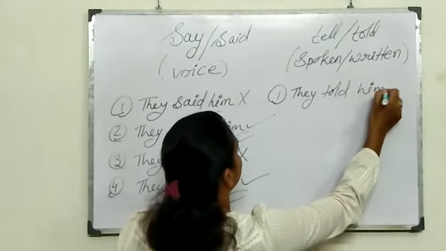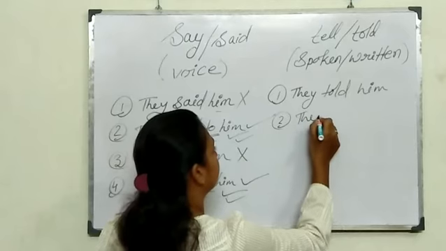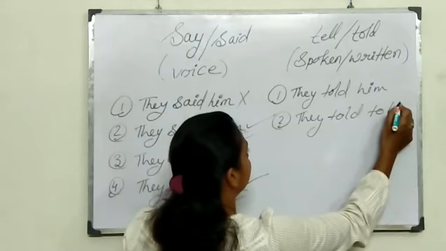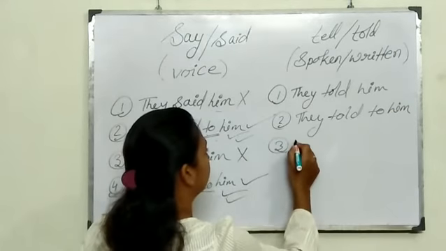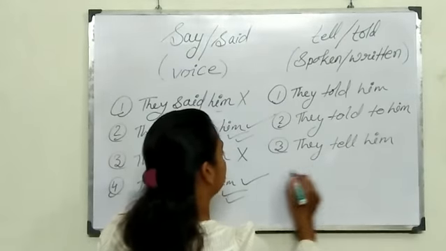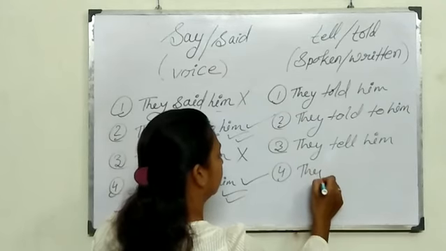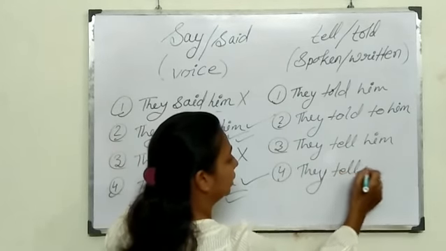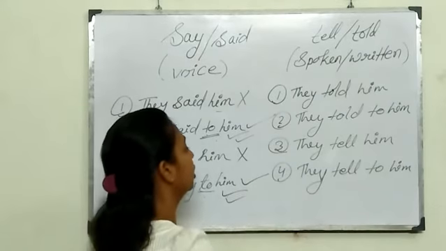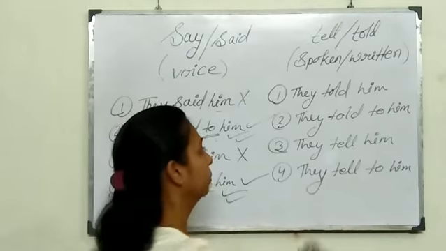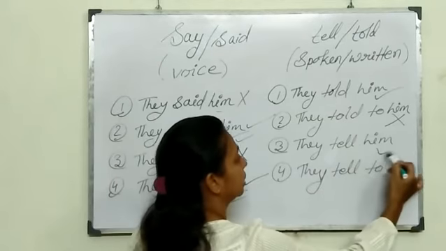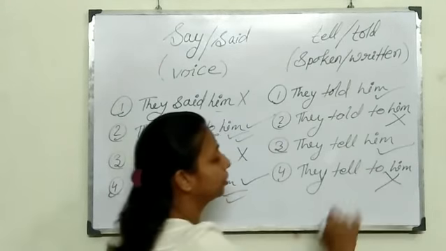They told him. They told to him. They tell him. They tell to him. In these four sentences also, two are correct and two are wrong. They told him, correct. They told to him is wrong. They tell him is correct. They tell to him is wrong.